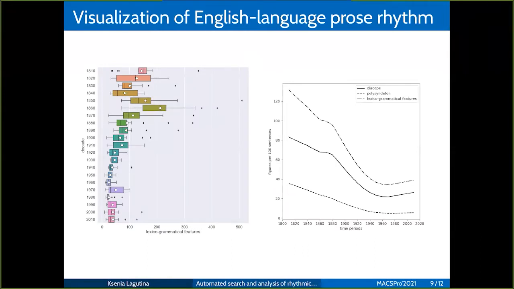So here we can see the visualization of English language rhythm. On the left you can see the box plot. On the x-axis you can see the number of figures per one sentence.